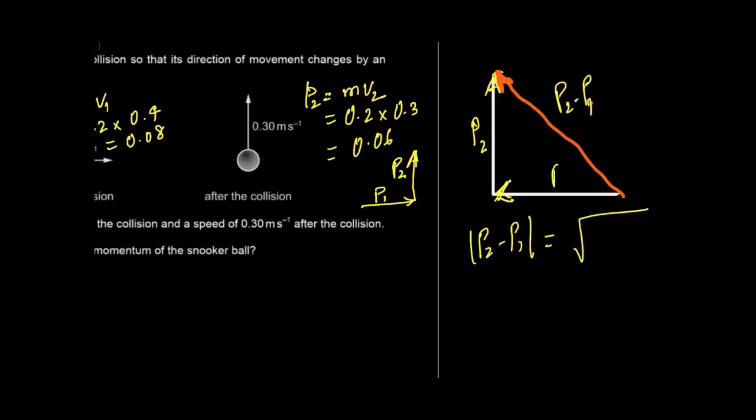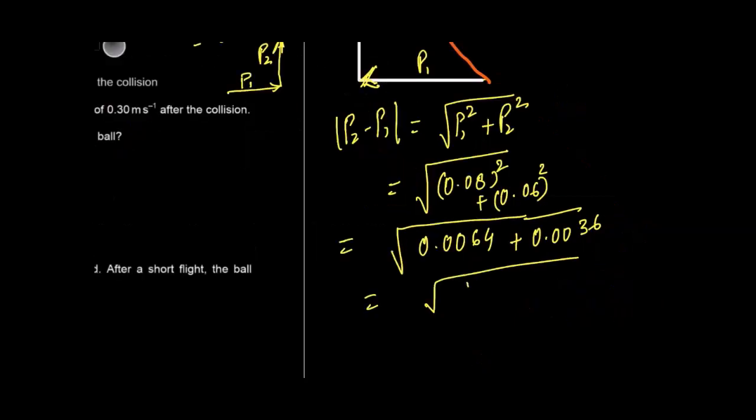We can write the magnitude of P2 minus P1 is equal to under root P1 whole square plus P2 whole square. So this is equal to under root 0.08 whole square plus 0.06 whole square. After solving, this comes out to be 0.01. So under root 0.01 is 0.1.